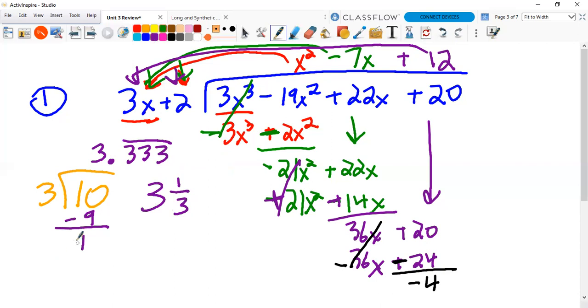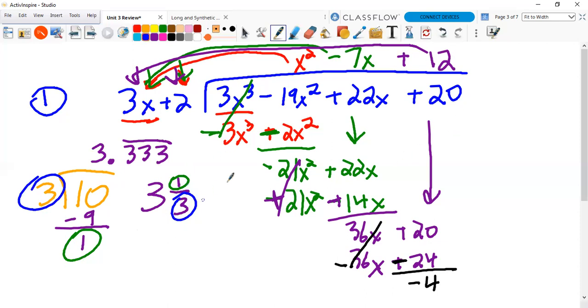Where do I get the 1/3? 1 is my remainder, goes in the numerator. 3 is my divisor, goes in the denominator. So my remainder and my divisor make this fraction, the fraction in my mixed number.